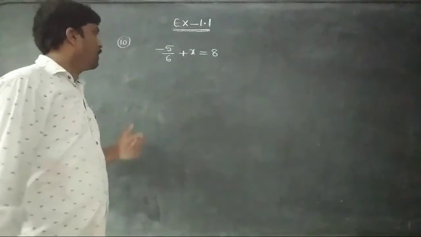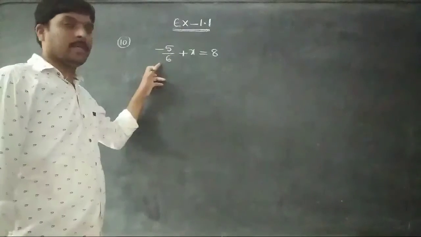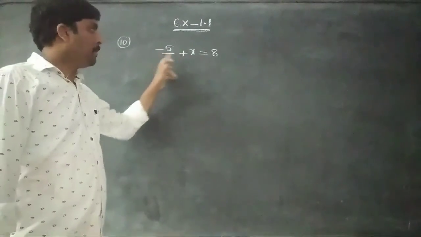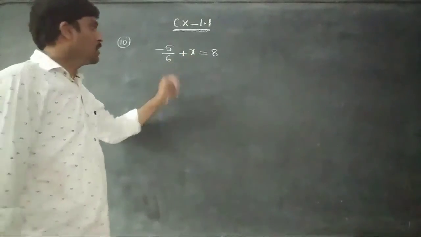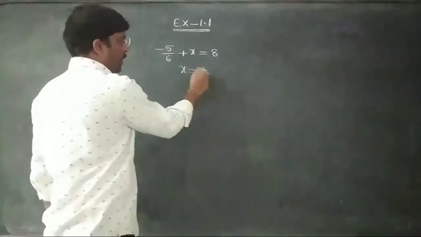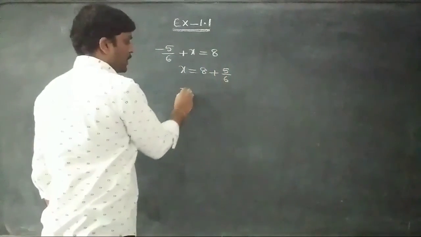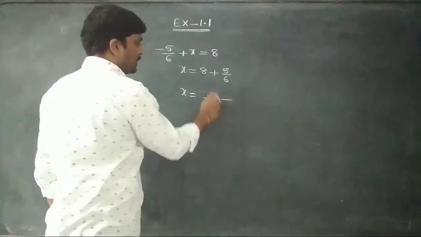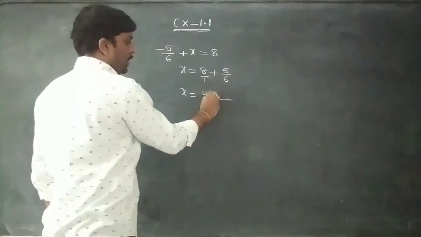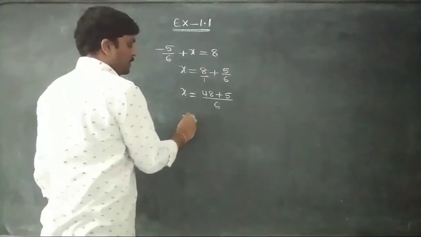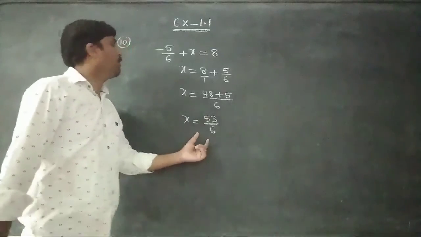Now question number 10. The sum of two rational numbers is 8. One of them is minus 5 by 6. Find the other. We don't know the other one, so let it be x. Now x is equal to 8 plus 5 by 6. Taking 6 as the LCM, 8 by 1: 1 into 6, 8 sixes are 48, plus 5. So x is equal to 53 by 6. This is the required rational number.